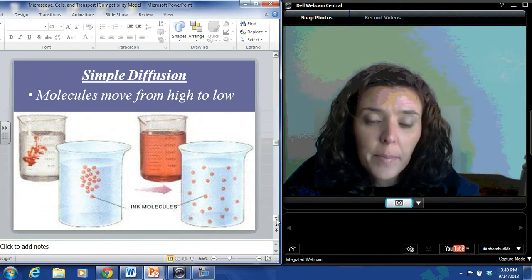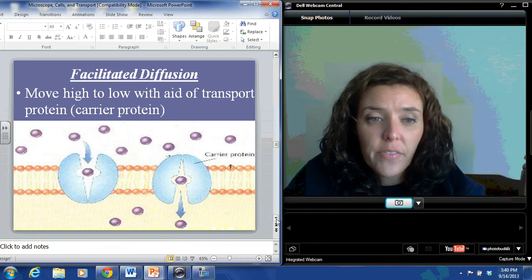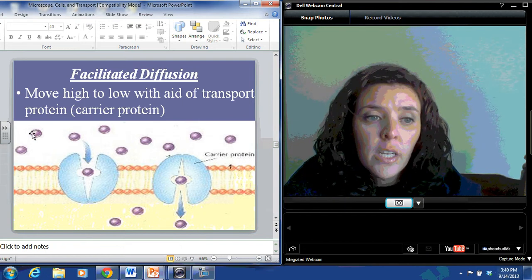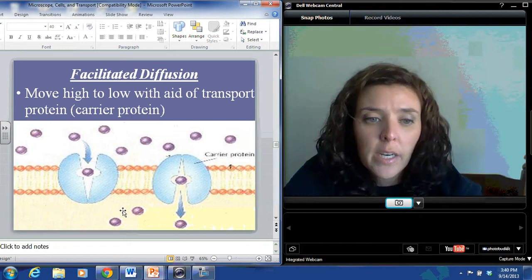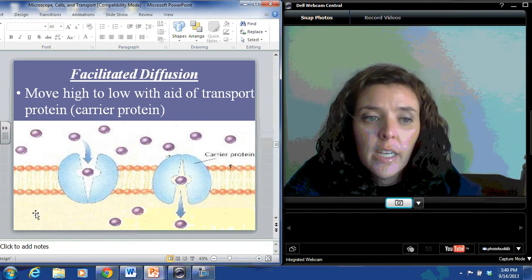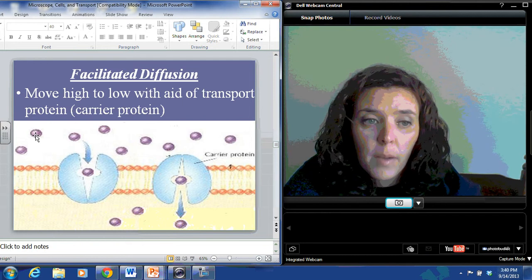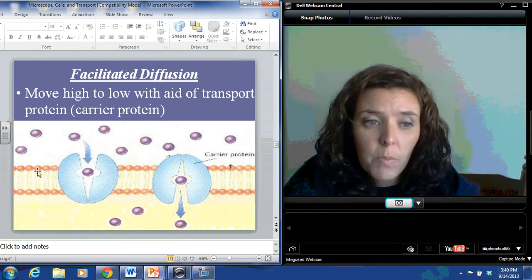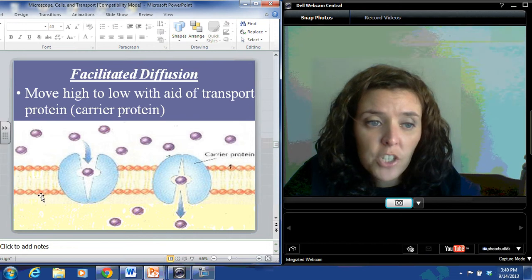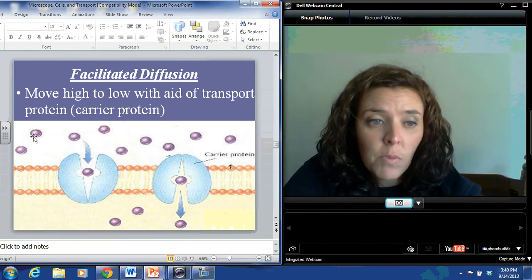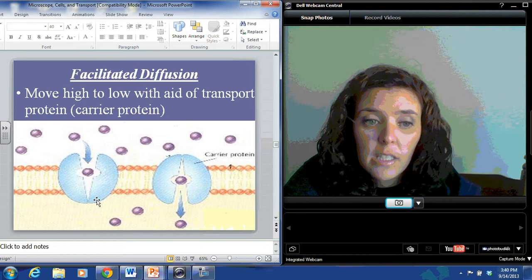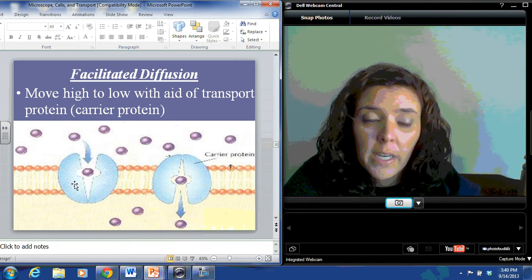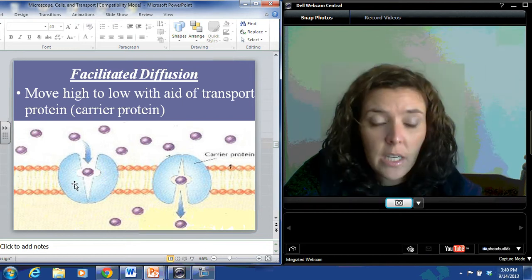The next type is facilitated diffusion. And you can see in this picture, you have all these molecules up here. So there's a high concentration up here and a low concentration down here. Now they naturally would like to go from high to low, going straight through the membrane, just like my cursor is trying to show. But they can't. The membrane rejects them, so they get pushed away. But they really need to go across, so they have these protein carriers. These proteins are embedded in the cell membrane to allow things to go across when they need to.